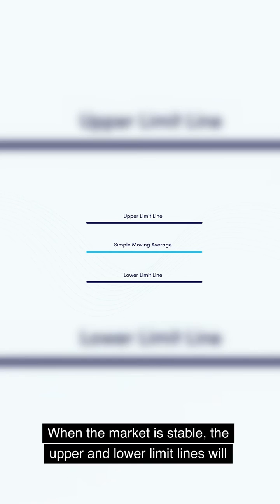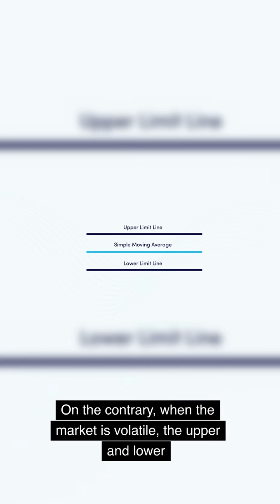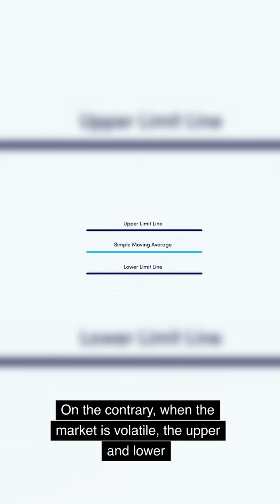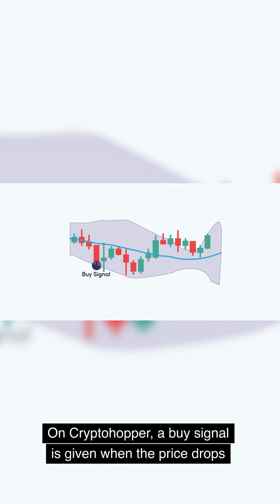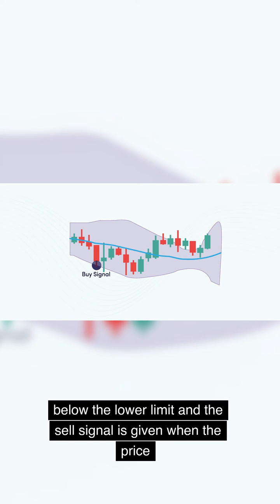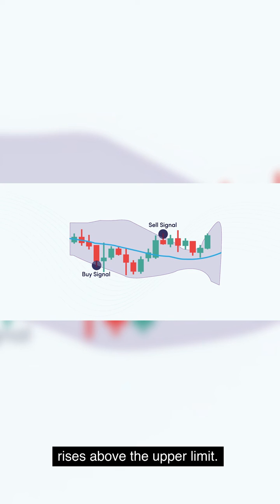below the SMA. When the market is stable, the upper and lower limit lines will contract and they will be pretty close to the SMA in the middle. On the contrary, when the market is volatile, the upper and lower limits will be further apart from the middle line. On crypto, a buy signal is given when the price drops below the lower limit, and a sell signal is given when the price rises above the upper limit.